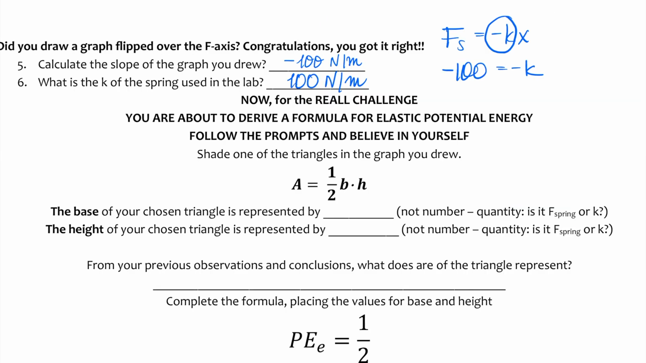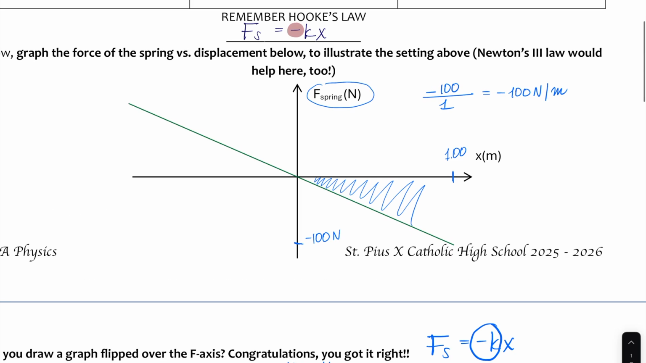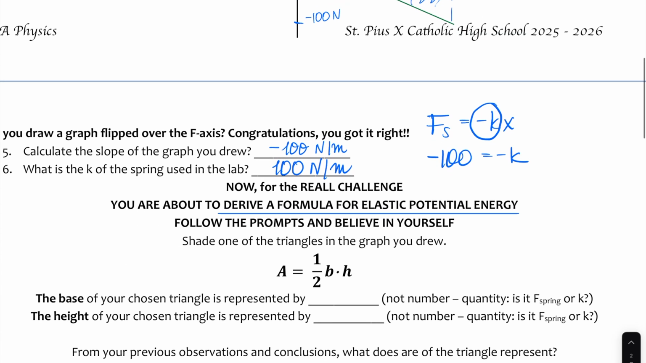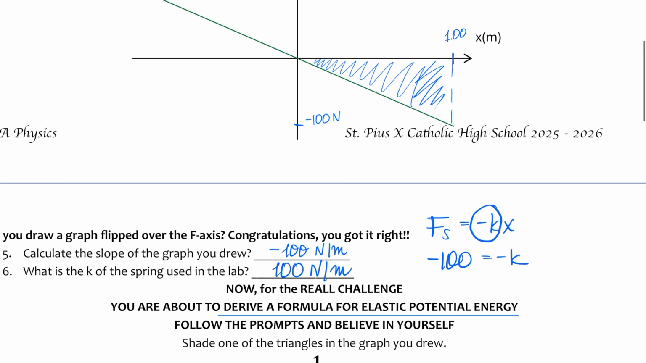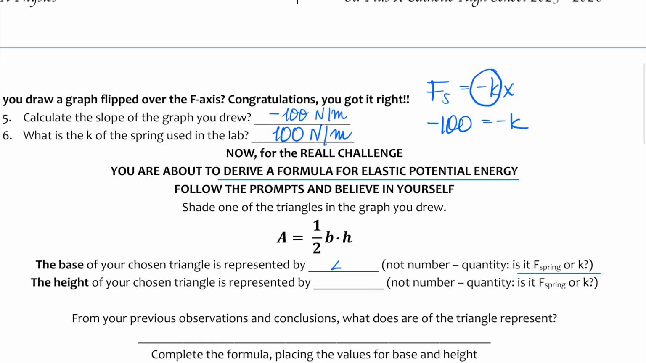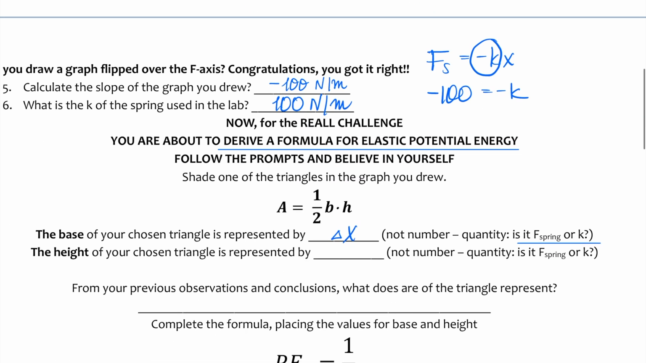What do you know? You're about to derive a formula. Woohoo! Get excited. Shade one of the triangles in the graph you drew. I did. So this is my triangle right here. And then for the area of the triangle, the base is the displacement. This confused some people. I'm just asking you not to write the number, but to write what it was. And for me, that's displacement, so it's going to be change in x. And then the height is the force of the spring.